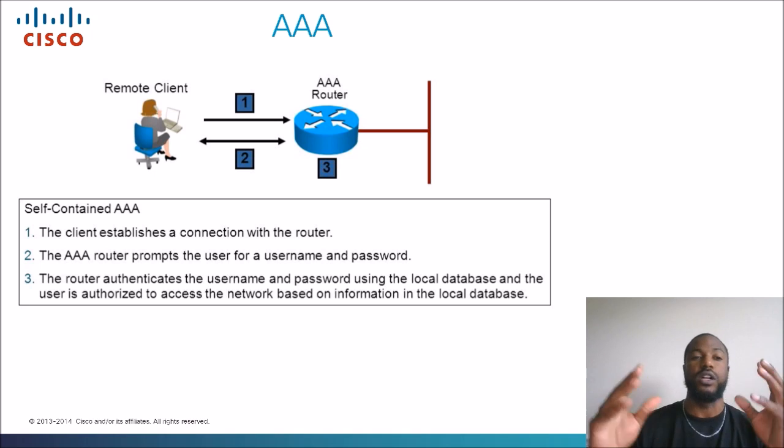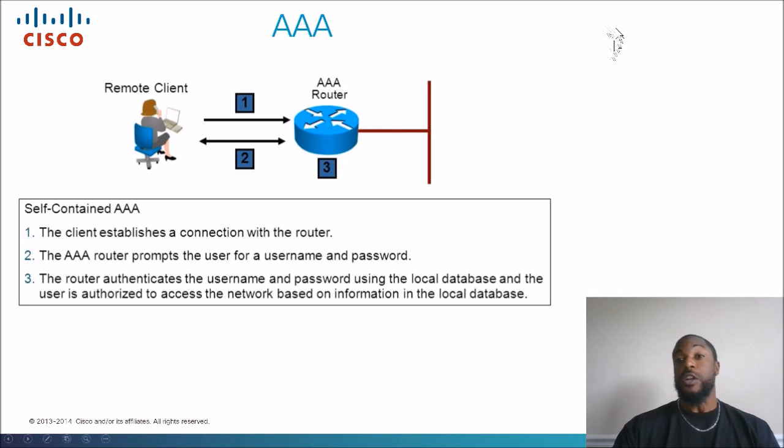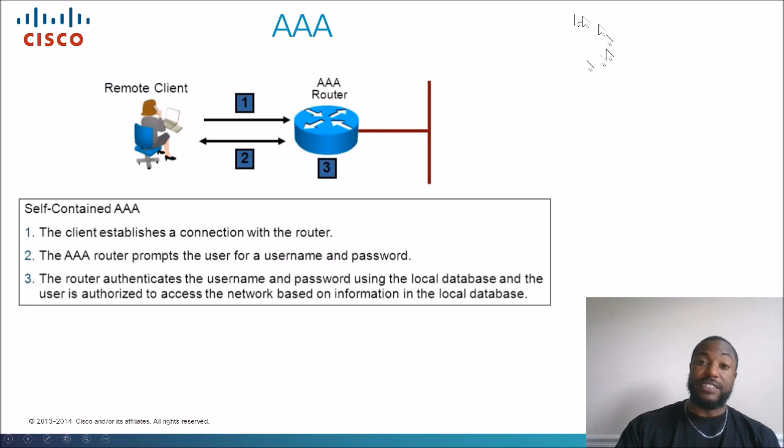That is local AAA. The usernames and passwords are stored locally on the router, as opposed to server-based AAA, where the server has the usernames and passwords, and the protocol is either going to be TACACS or Radius, which we'll discuss in the next 2 videos, and they will check to see if you are granted access or not. And I will discuss that further in the next video.